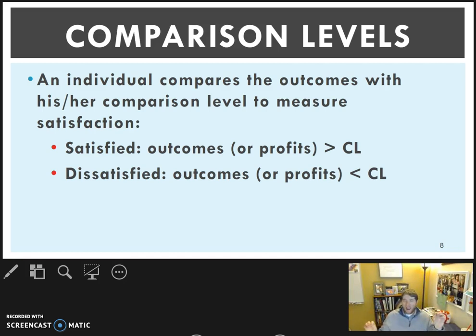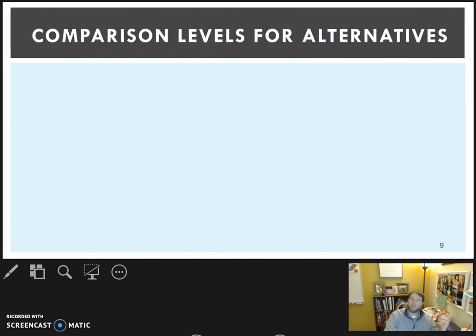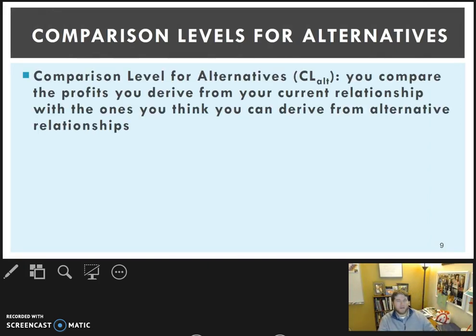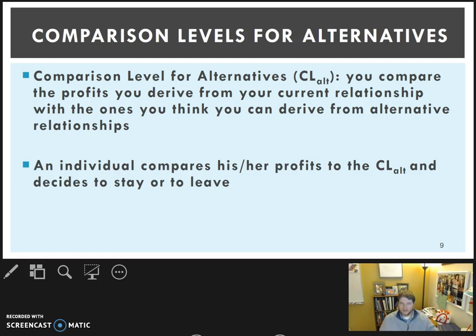What does that for us is actually the next piece of the theory, okay? So you do rewards minus costs equals profit. You take that, you compare it against your comparison level, and you see if you're satisfied or dissatisfied, okay? From there, you have a comparison level for an alternative, okay? The comparison level for an alternative is where you compare the profits you derive from your current relationship with the ones you think you can derive from an alternative relationship. An individual will compare their profits to the alternative and decide to stay or leave, okay? So you can measure out satisfied, dissatisfied, stay, or leave, depending on what you perceive as the alternative, okay?